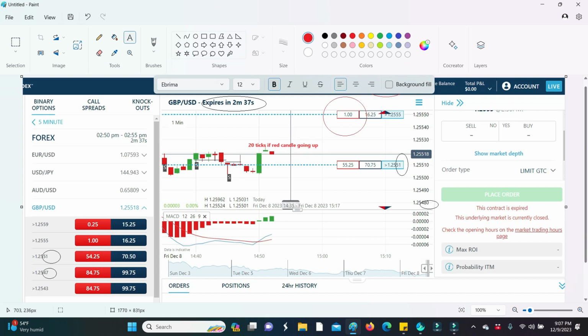Okay, if it is a green candle, it won't go any lower than your first green candle. 20 ticks.